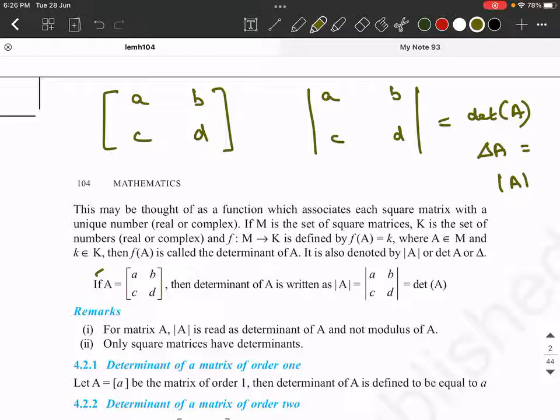So why I am saying that you should not read it as modulus is because determinant need not always be positive. Read the statement carefully. They told it can be a number. That number can either be a positive number or a negative number. Don't get confused that just because you are putting modulus, determinant should always be positive. You will get negative values also.